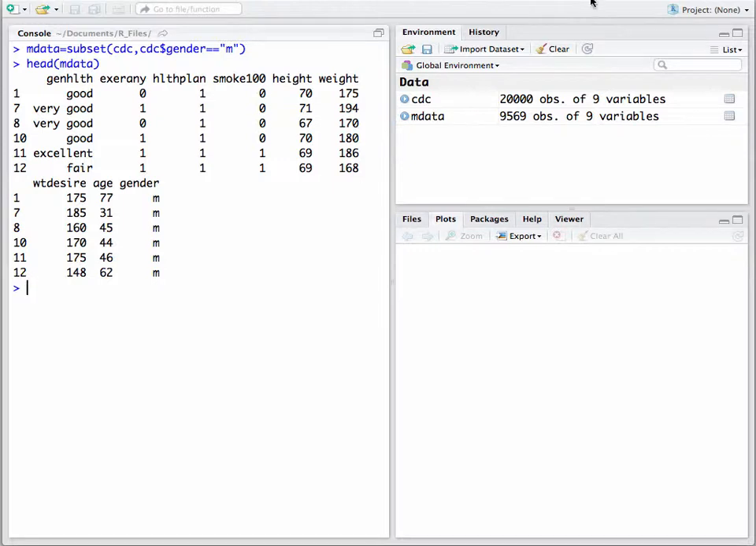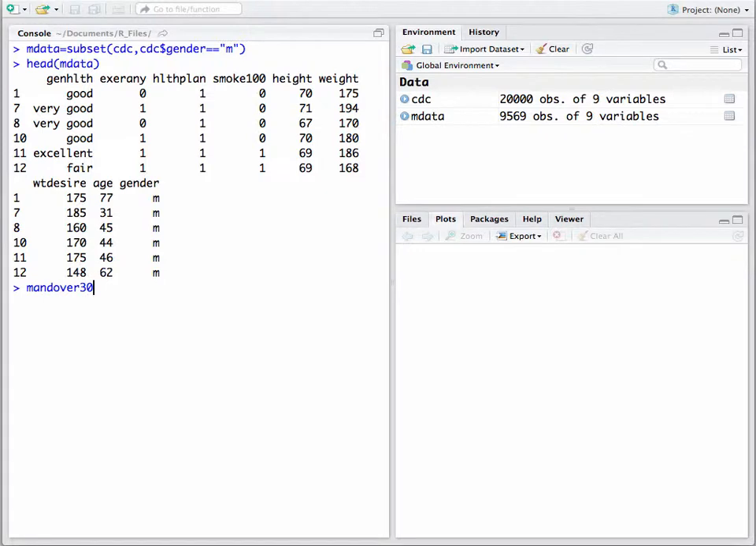Notice that every one of the gender items is going to be male for this entire data set. Okay, so what if I want to get the males that are, say, older than 30? I just want that part of my data set. Well, I could go male and over 30.